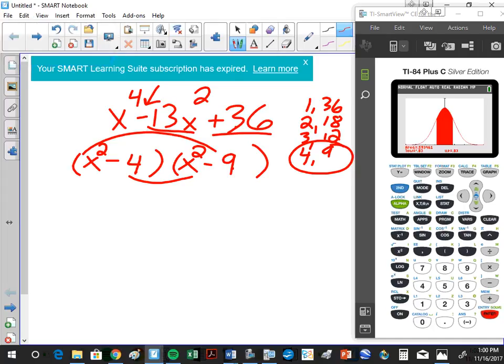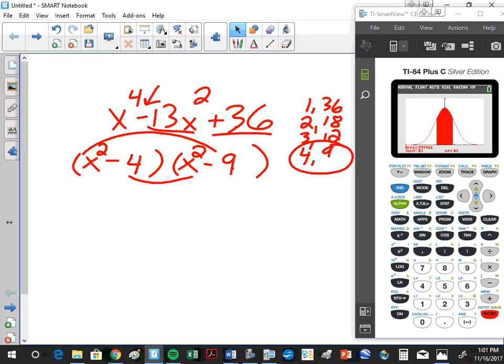So you can pretend that the equation is a quadratic as long as this exponent is twice as big as that exponent. If the first exponent is double the second exponent, then you can factor it even though it's not an x squared. But do you remember these?